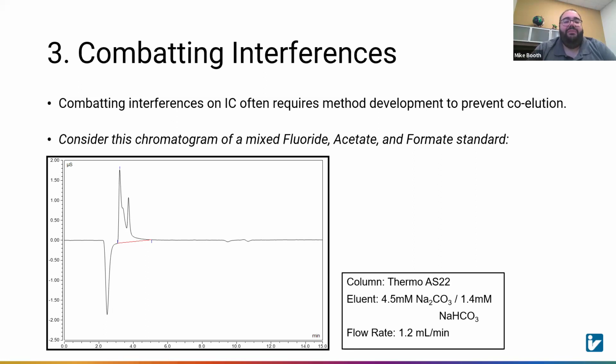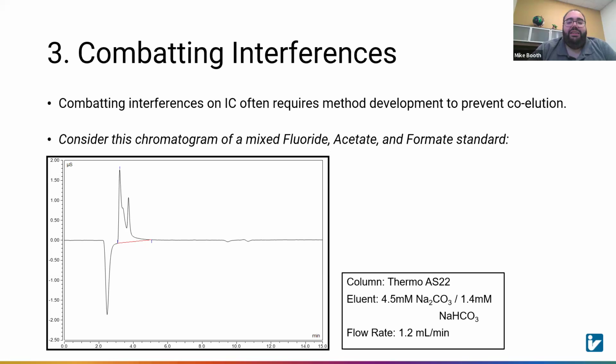So this sample had a mixture of fluoride, acetate, and formate. And as you see, when we put that through this system, you can definitely see two peaks. And if you're used to looking at ion chromatography, you can see the third peak in there in the middle, but they are not separated and it is just a mess, basically.